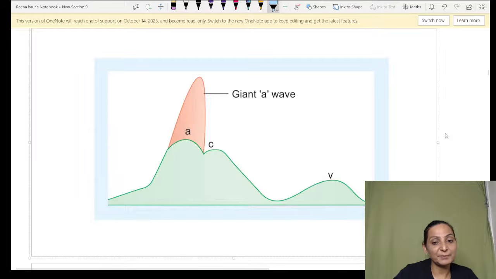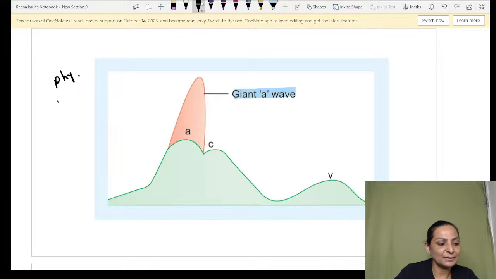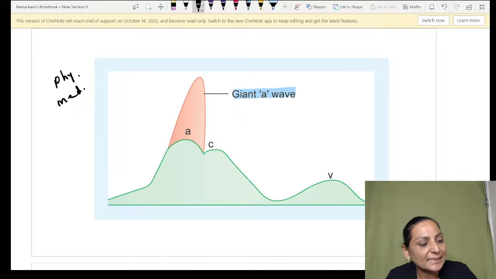So this is typically a giant A wave. Now remember that this particular question is important both in physiology as well as in your medicine. This can come in the form of a clinical question like what we have framed, plus it can also be in the form of an image based question.